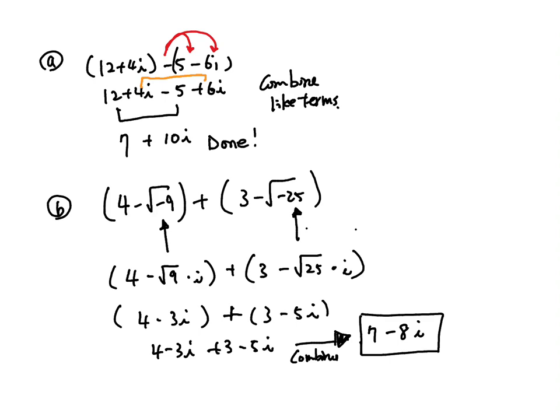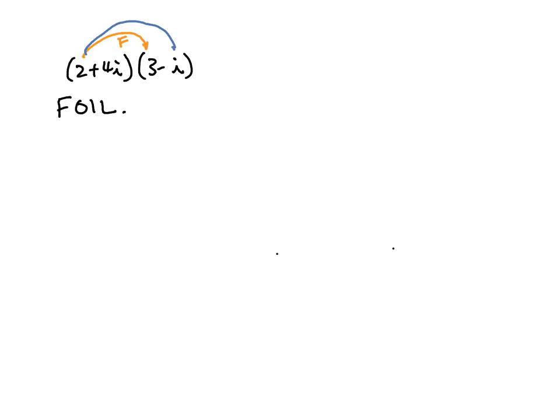Alright, let's go ahead and move on to multiplication. So for multiplication, a question like this: 2 plus 4i times 3 minus i. Okay, I am going to finish this problem by FOIL. And I'm pretty sure everybody remembers FOIL. So let's go ahead and get started. First, outside, inside, last. Okay? Alright, so here we go.